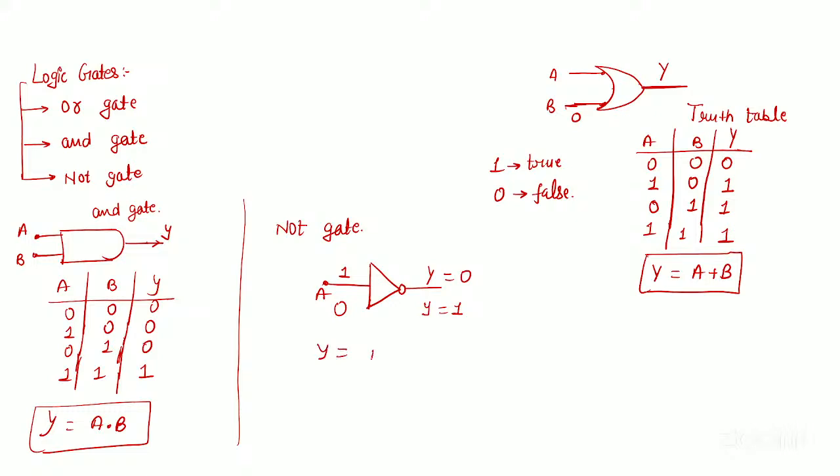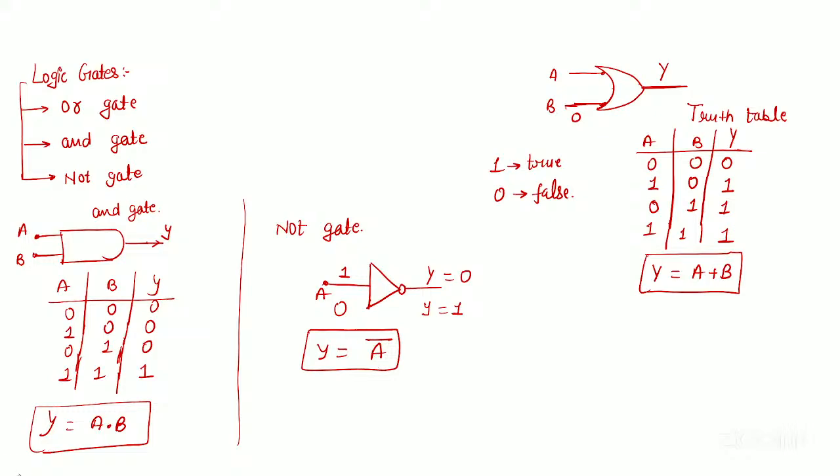So we can say Y is A bar. A bar means whatever the A is, it just reverses the value. If A is true, then Y will be false. If A is false, then Y will be true.